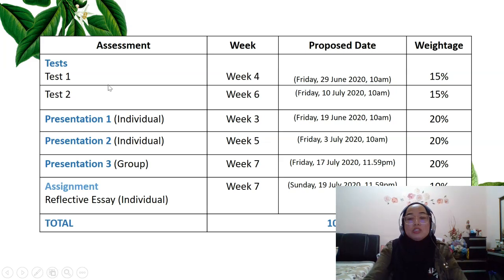Okay, so altogether, this is 100% coursework. By all means, no final exam. That's good. But because there is no final exam, obviously the downside is that you will be very busy throughout the semester trying to complete all of these assessments. Okay.